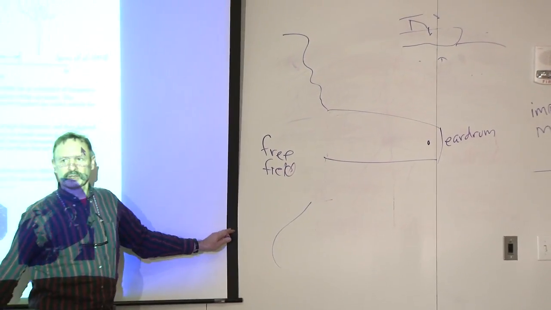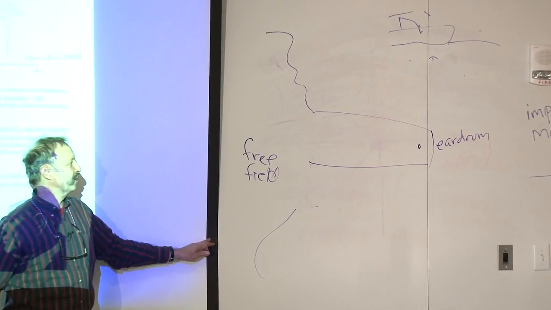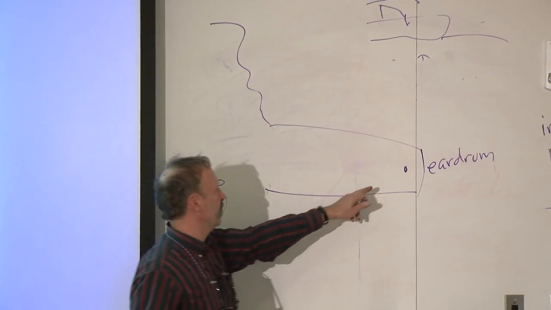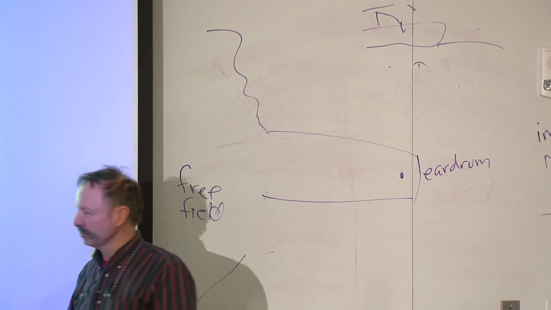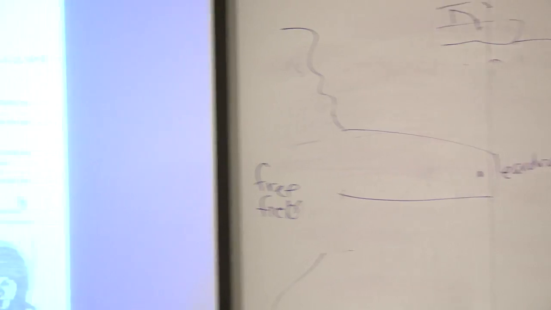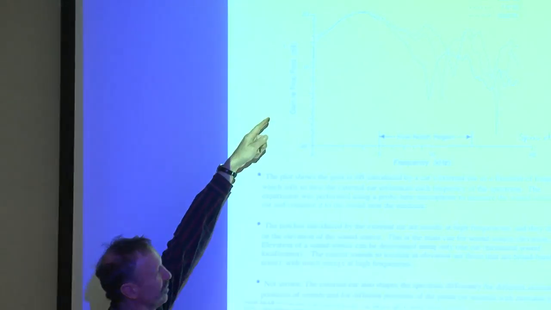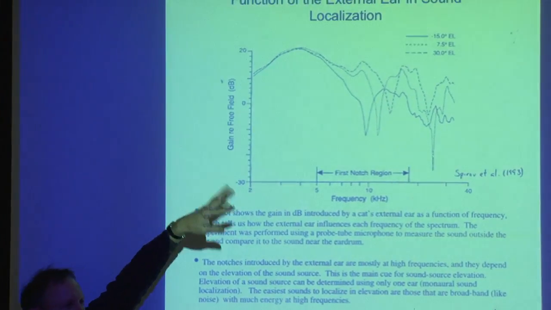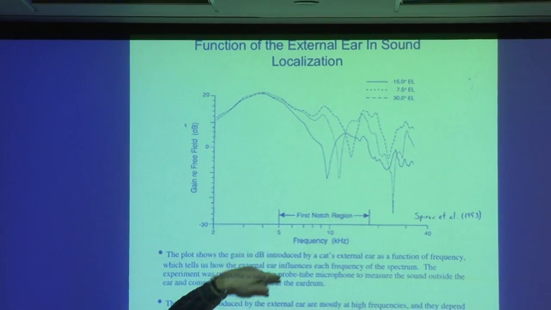Okay, free field means basically in the room or in the environment. And now we're going to measure the spectrum down here and plot the gain. So anything above 0 is going to be higher than in the ear, and everything below 0 is going to be lower.